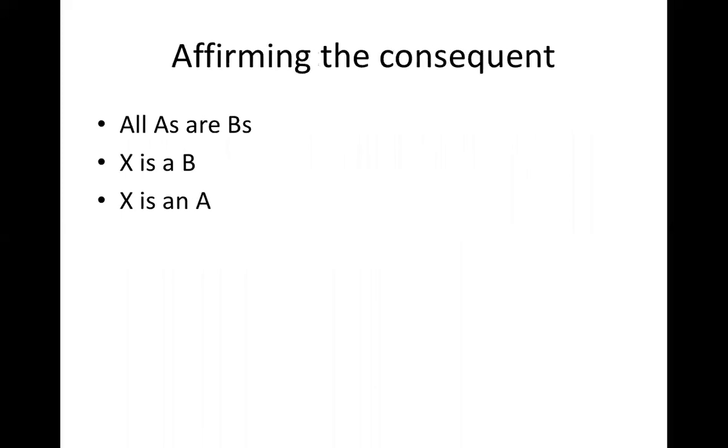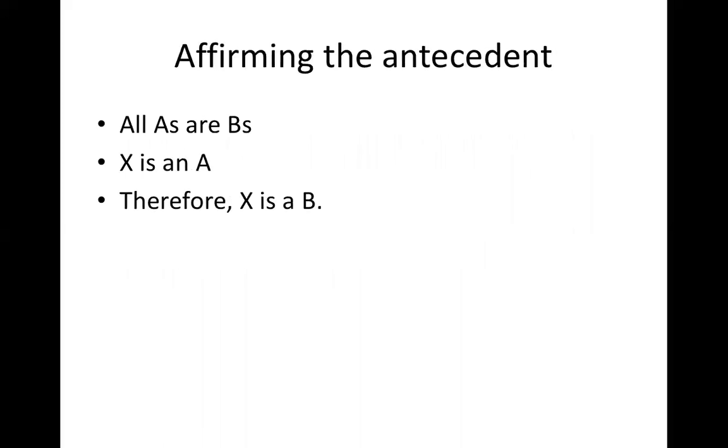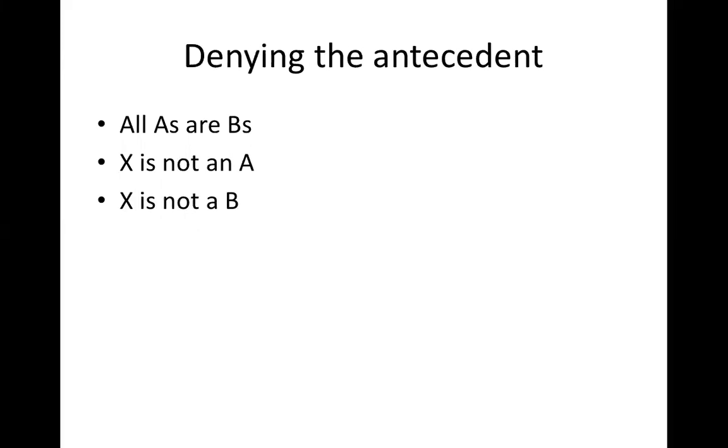So let's go back. The argument that affirms the antecedent: all A's are B's, X is an A, therefore X is a B. This argument is valid according to the rule. Very soon we'll see why it is valid. Denying the antecedent: all A's are B's, X is not an A, therefore X is not a B. This argument is not valid. We'll see why it is not valid.